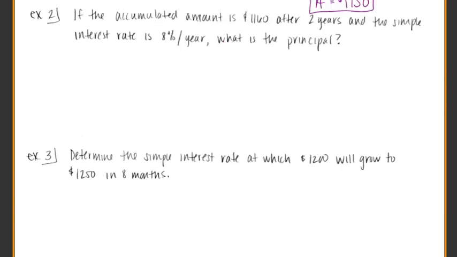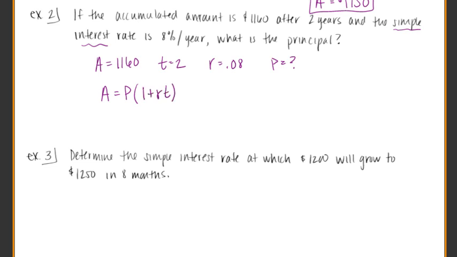We want to find the principal when the accumulated amount is $1,160 after 2 years, and the simple interest, there are the words again, rate is 8% per year. What is the principal? The accumulated amount, so A this time is 1,160, 2 years, so T equals 2. We have a rate of 0.08, and P is what we're looking to find. So A is equal to P times 1 plus RT. And remember, I know to use this formula because it doesn't say anything up there about compounds. So I definitely don't want the compound formula. I want the simple interest one right here.